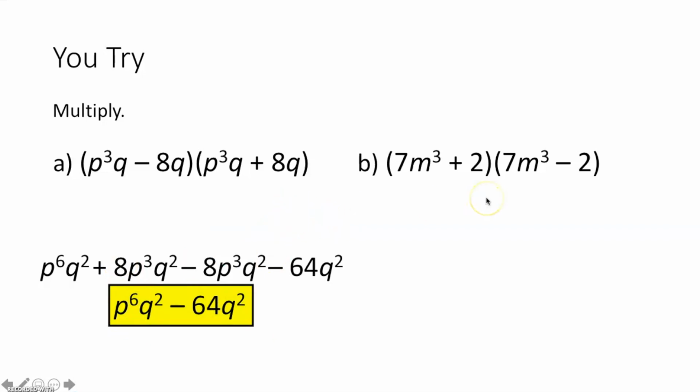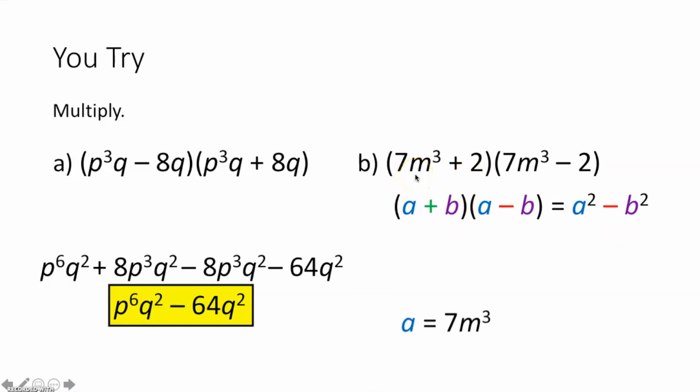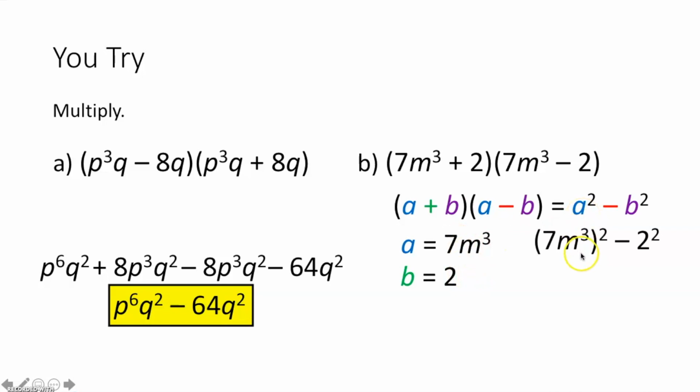Here, same thing. Yes, they have the same terms with different signs. Therefore, it's going to be a difference of squares. Now we just have to figure out what our a value and our b value are. So it looks like our a value is going to be 7m cubed and our b value is going to be 2. So we go ahead and plug those in over here. The 7m cubed we plug in for a, and the 2 we plug in for b.